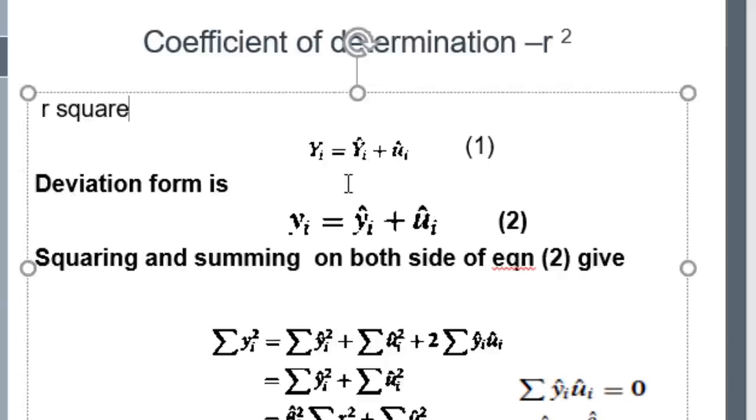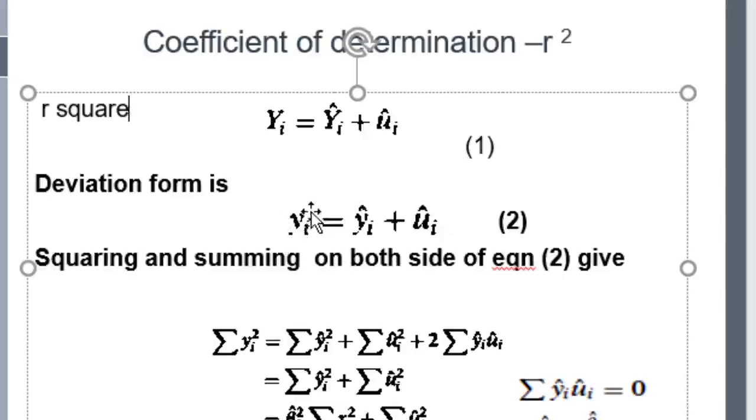Further, let us consider the equation yi equals yi cap plus ui cap. We know that yi equals yi cap plus ui cap. In deviation form, this can be written as small yi equals small yi cap plus ui cap. Then square this term: yi square equals yi cap square plus ui cap square. Then take the sum: sigma yi square equals sigma yi cap square plus sigma ui cap square.